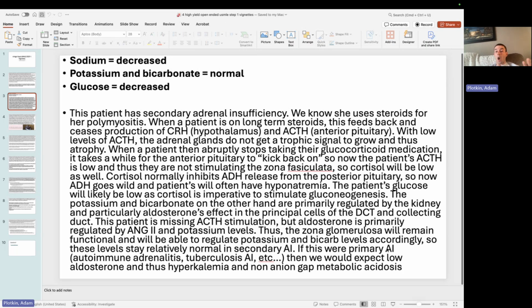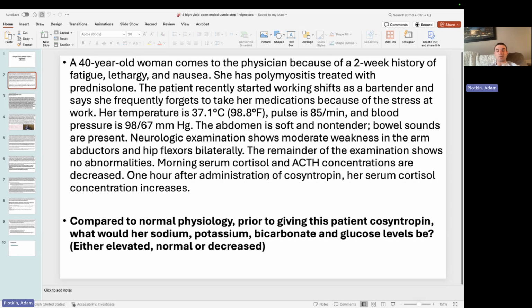So, very long-winded answer. It's all here if you want to take a screenshot. And again, this is everything I said, very, very summarized. But again, the sodium decrease, potassium and bicarb should be normal, glucose decrease. The key point in this, we have to understand primary versus secondary. I guess I forgot to discuss this last part.